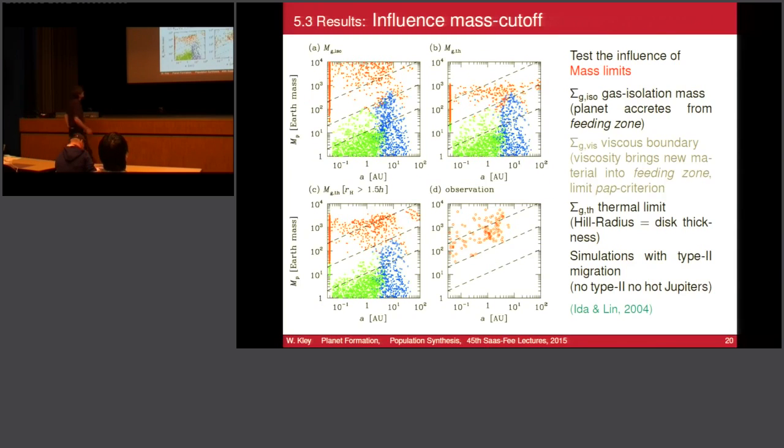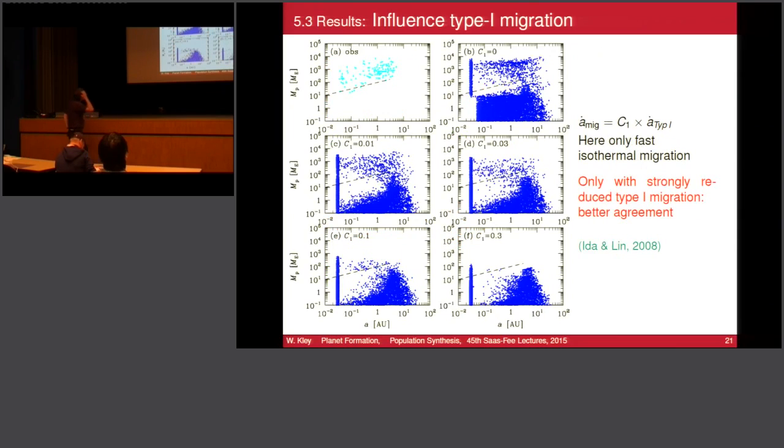I will skip this diagram here. So then you can check the influence of type 1 migration. This is a crucial point. I've talked about this in the morning. And there's a correction factor that some models applied. The migration timescale is C1 times the classic type 1 migration timescale, which was always inward, if you remember correctly. And this factor C1 could correct this type 1 migration timescale.